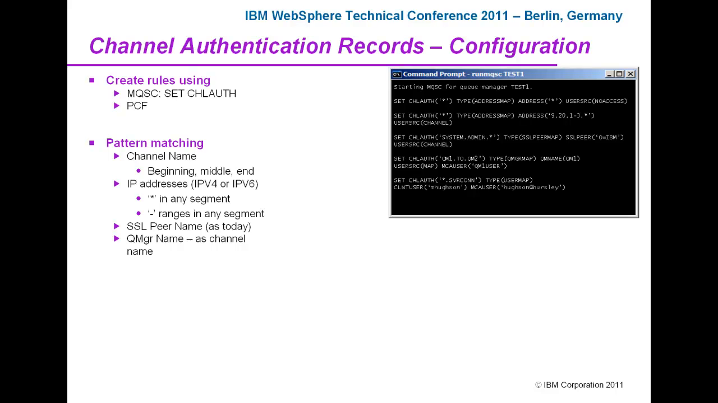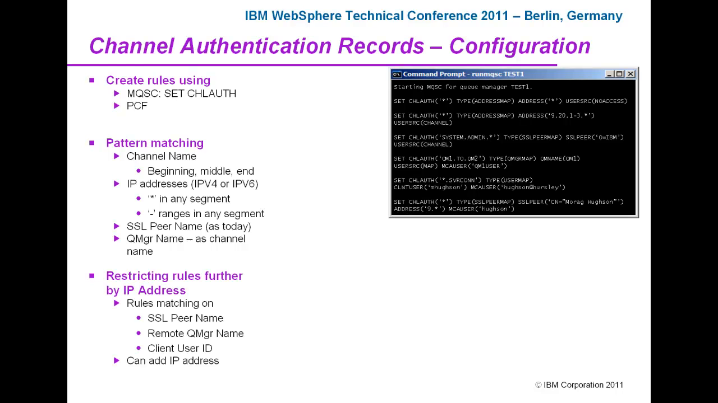Also, you can make your mappings more restrictive. So here's an example where I have an SSL peer name matching on Morag Hughson, and I will assign MCA user Hughson, but only if this inbound connection is also coming from address 9 dot something. So that's even more restrictive. If I come in from another address, I'll probably match this one and not be given access. Okay? So you can restrict your rules further. So any rules that are not the IP address rule on its own can have the IP address added to the rule to make it more restrictive.